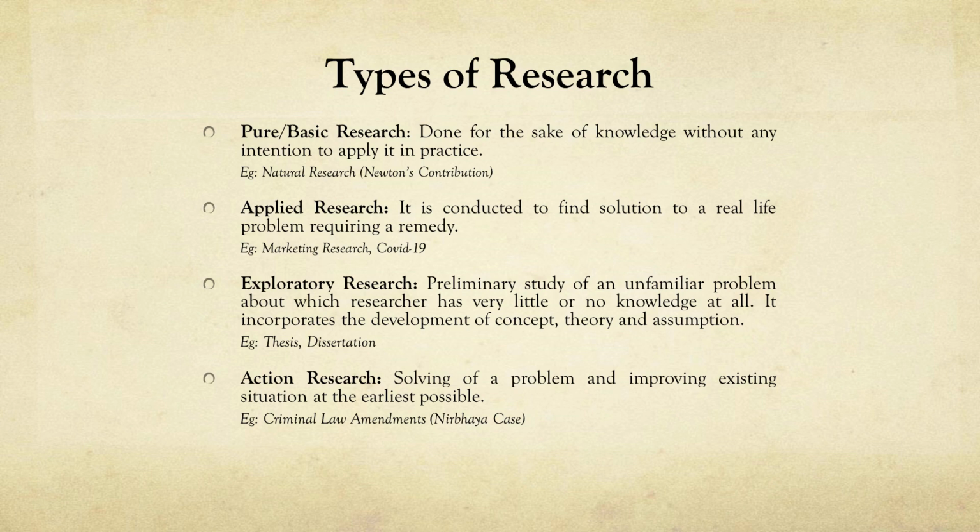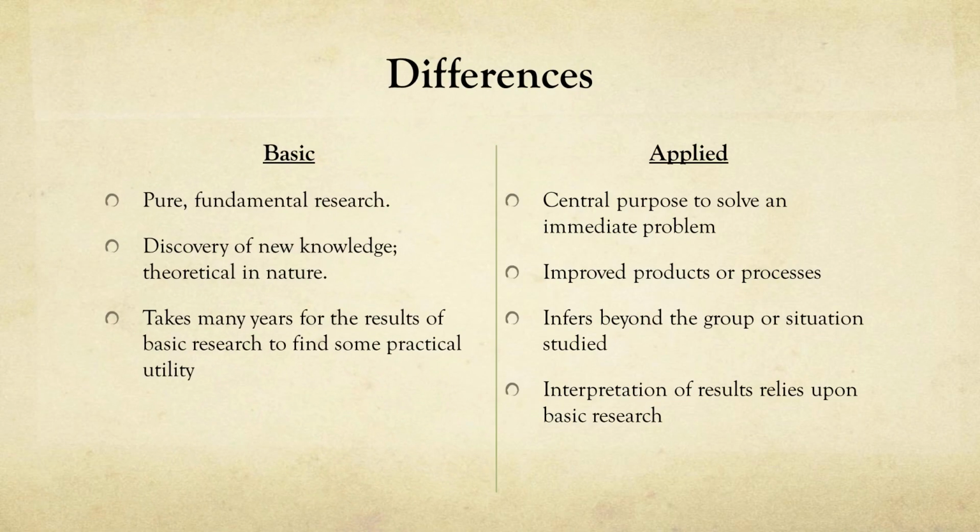The fourth kind is the action research. Now action research is solving of a problem and improving the existing situation at the earliest possible. So an example can be the Nirbhaya case. The criminal law was amended when the Nirbhaya case happened. So this was this type of research, action research. Next, we will be discussing more in this next session.